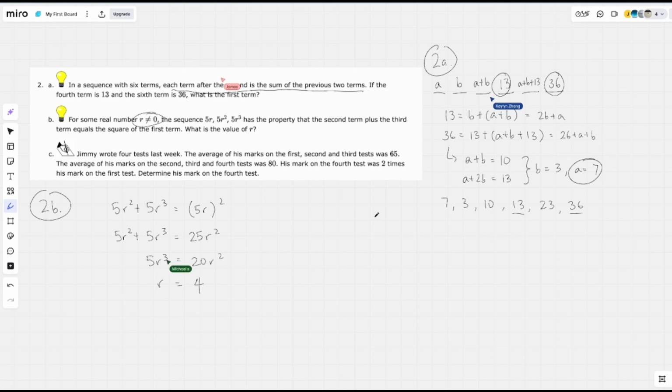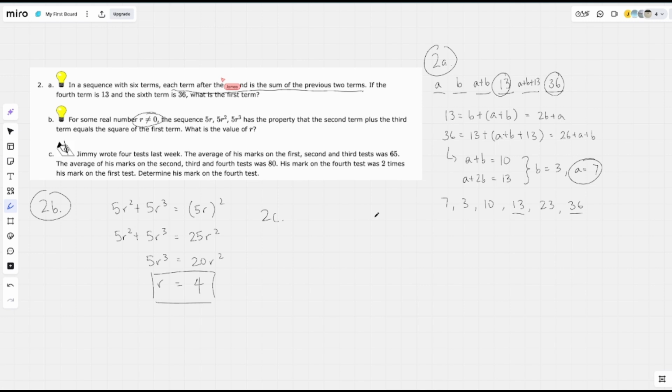And we can once again check that this satisfies our given equations. I'm not going to do that here, but this is our final answer. And so finally, we have 2c. So Jimmy wrote 4 tests.